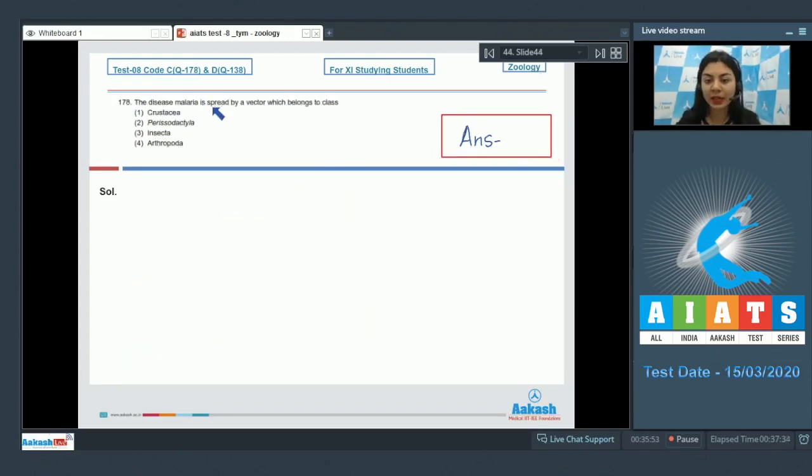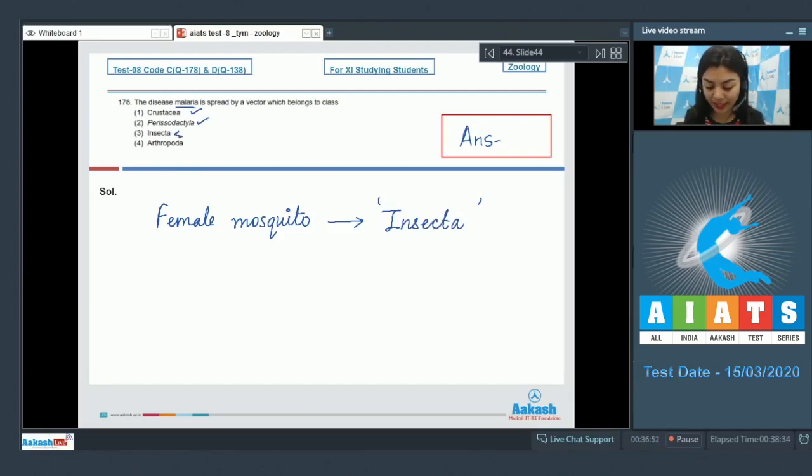Question 178. The disease malaria is spread by a vector which belongs to class Crustacea, Perissodactyla, Insecta, Arthropoda. The disease of malaria is spread by female mosquito, namely Anopheles. And mosquitoes belong to class Insecta of phylum Arthropoda. So among the given classes that are mentioned, Crustacea, Perissodactyla, Insecta would be the correct answer. Arthropoda is a phylum and not a class. The correct answer would be option number 3, Insecta, to which cockroach also belongs to the same class of phylum Arthropoda. Correct answer is 3, Insecta.